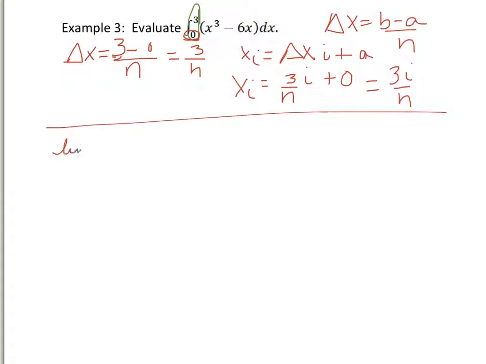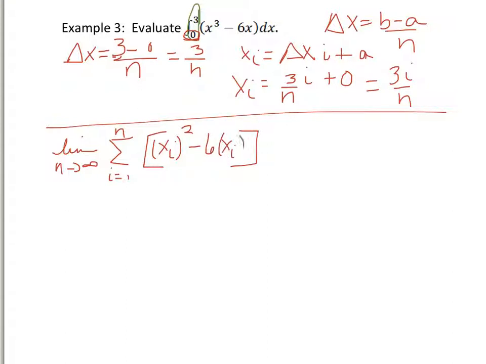So we have the limit as n goes to infinity, because again, we want to use infinite rectangles. And that's of our sum from 1 to n, because we want to use an infinite number of rectangles. We don't want to limit that. And in this case, our function, if we go ahead and write our function, we had x cubed. Well, we're going to make that our xi cubed minus, we had 6 times x. So again, we're going to make that our 6xi, and then we have dx.